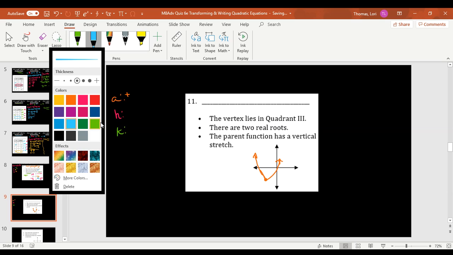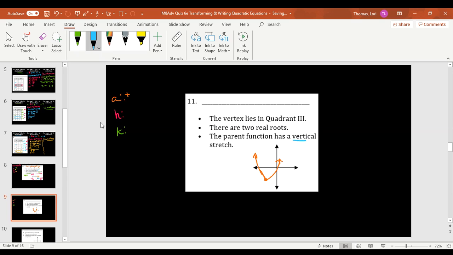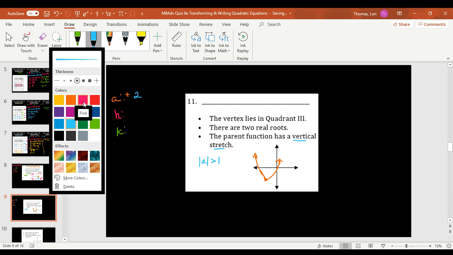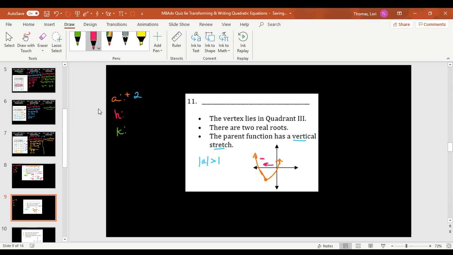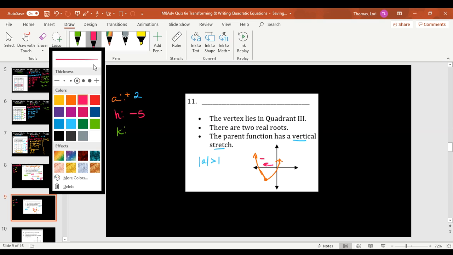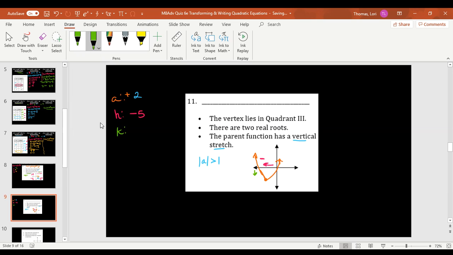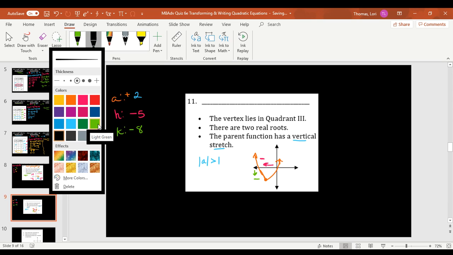Now let's use blue. Then my a value has to indicate a stretch, which means it should be more narrow. So this means my a value needs to be more than 1. So let's just say 2. Now let's talk about the vertex. So my h value needs to be a negative number. So we can just say -5. And then the k value also needs to be negative because I'm going down. So let's say -8.